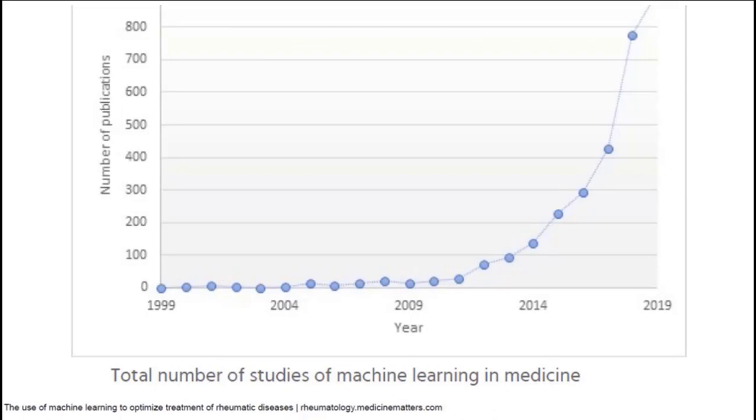In this figure, you can see the number of studies that have been done in the field of machine learning in medicine since 1999. As you can see, by 2009, very few studies have been conducted. And since that year, the number of studies has increased, so that in 2019, the number has reached nearly 800.